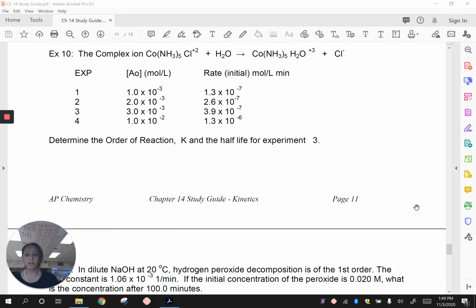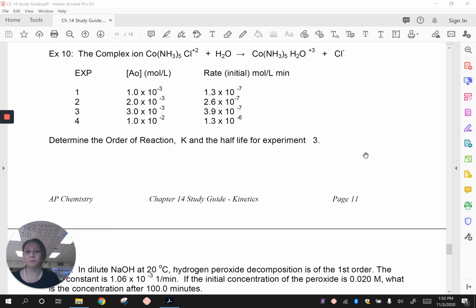In the last video, we summarized zero, first, and second order reactions. We talked about the differential rate law, the integrated rate law, graphical analysis, units for K, half-life, all kinds of stuff. So now we're going to look at a couple of examples and try to use all this knowledge to answer those questions.